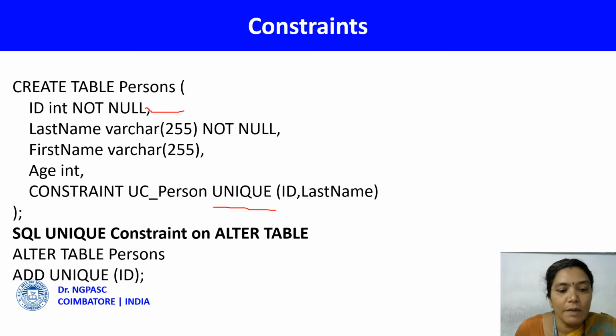How can I add my unique key constraint with the alter table statement? It is the same syntax we discussed for the previous constraint. Here it is alter table. What is the table I am going to alter? Then add is the keyword, then unique, the name of the constraint, followed by the column for which I am going to add the constraint.